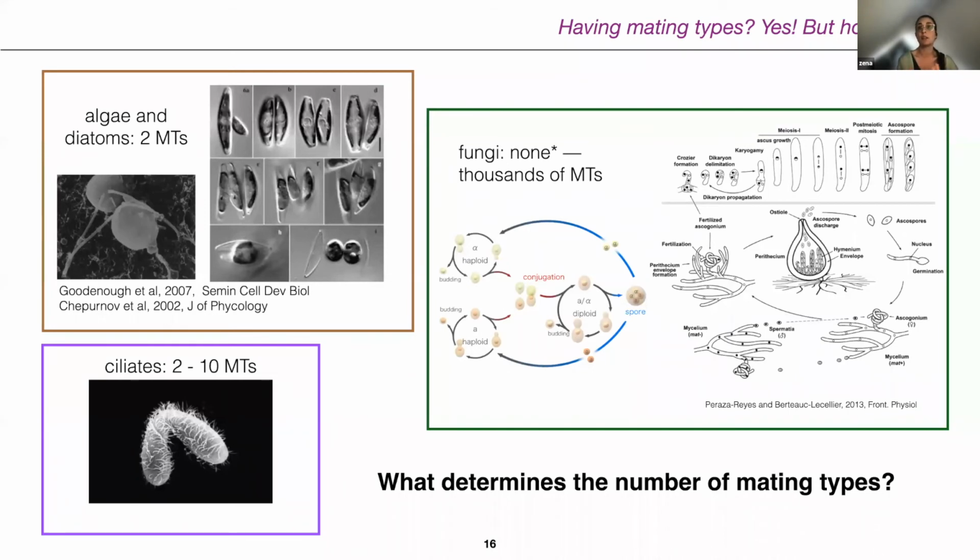Although two mating types are common in algae and diatoms, the number of mating types can go from 2 up to 10 in ciliates, and some fungi can have thousands of mating types. So what determines the number of mating types, and how can the ideas that I have introduced so far help us also explain the conditions under which several mating types evolve?